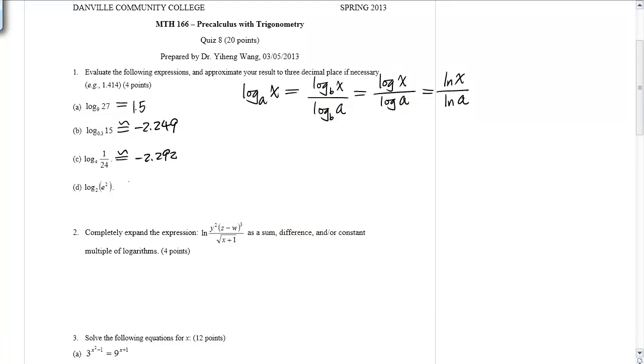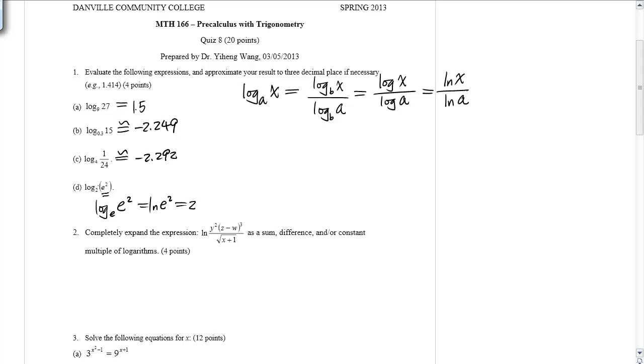And the last one right here, do not let this e to the second power confuse you. It creates an impression that you should apply the inverse property, but this problem is not. If the problem is log e to the second power or ln e to the second power, yes, you can use the inverse property. You can evaluate this to be 2 directly without using a calculator.